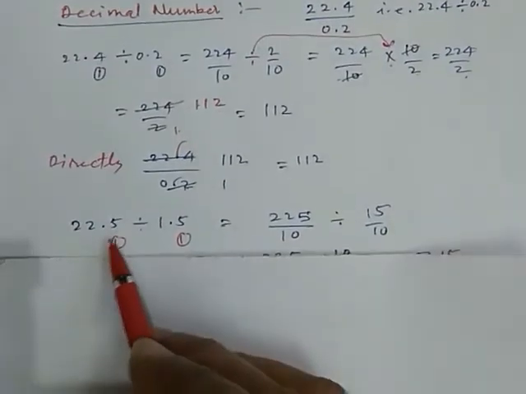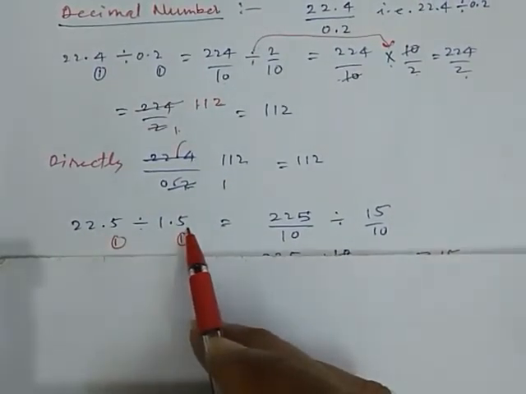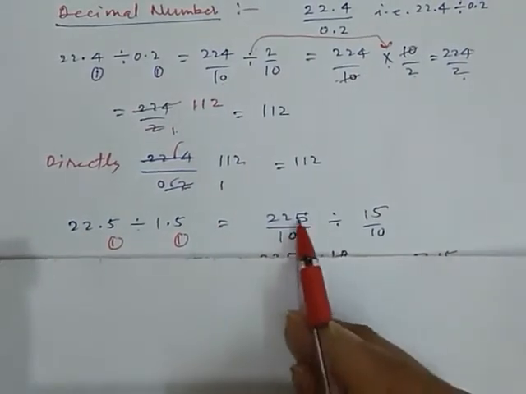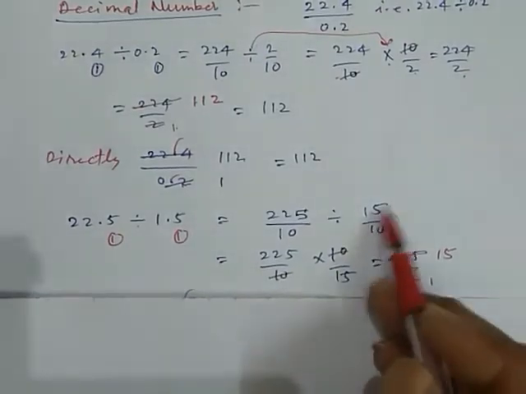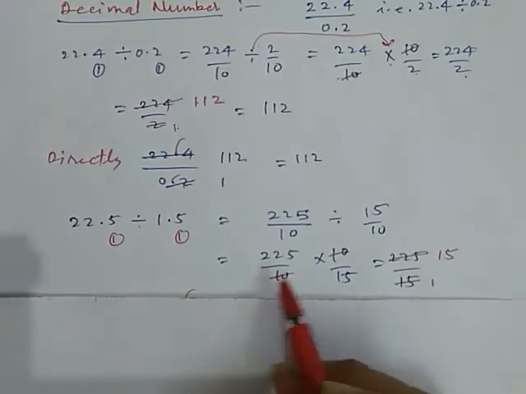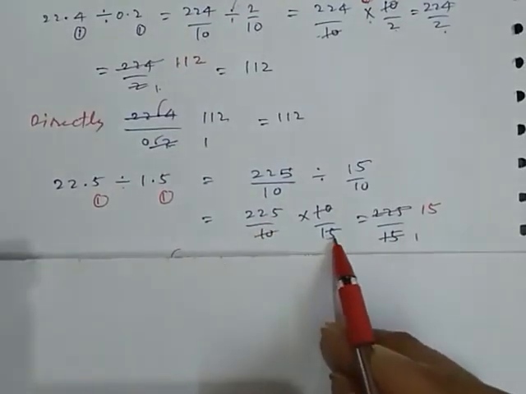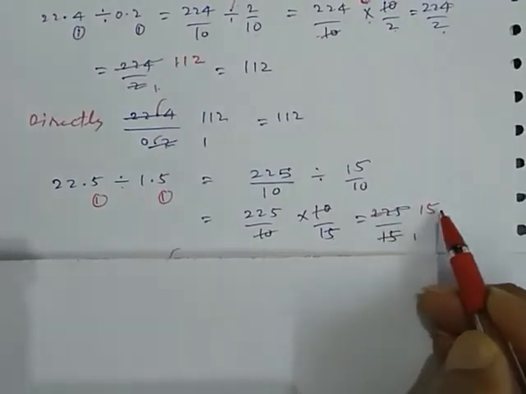Now we take another example. 22.5 divided by 1.5. This can be written as 225 by 10 divided by 15 by 10. So invert this and put the multiplication sign here. 10 by 15, the 10s cancel out. This becomes 225 by 15, and by dividing 225 by 15 we receive 15.